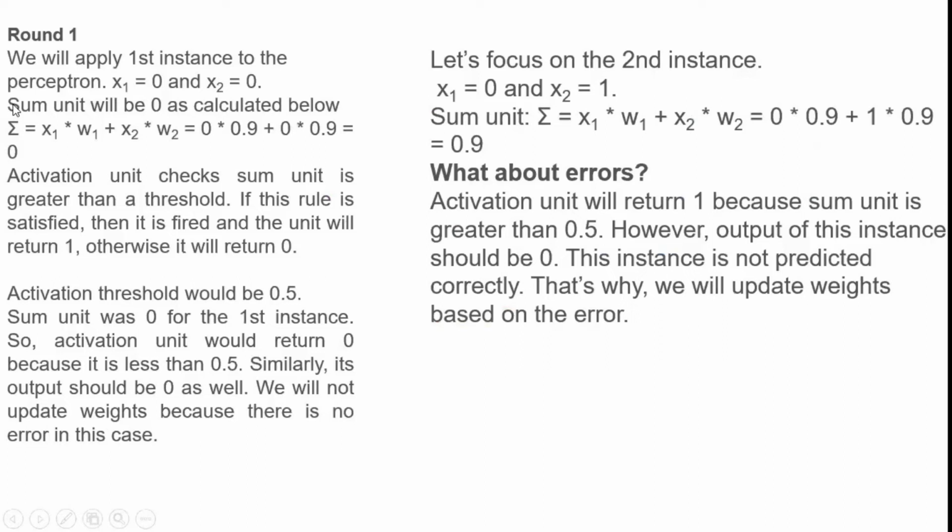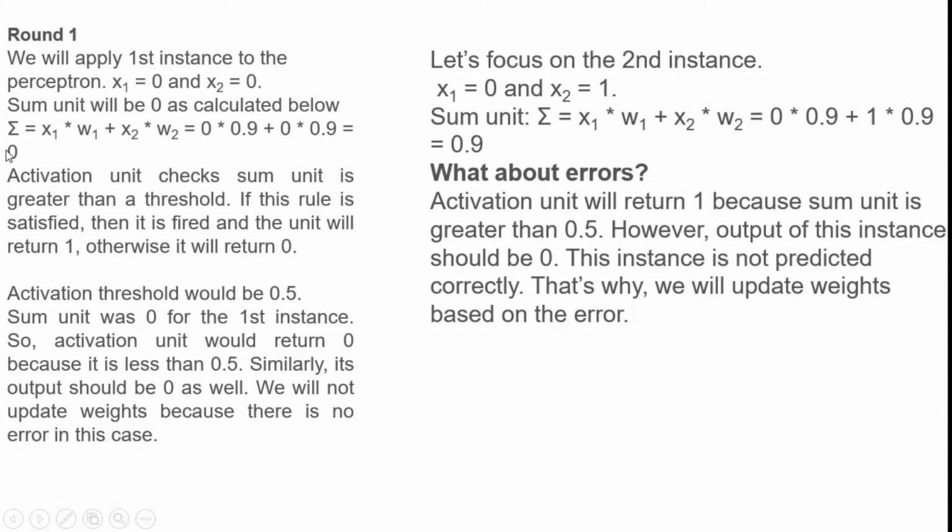According to the algorithm, we multiply the x1 and x2 values with the weights. The formula is x1 into w1 plus x2 into w2. So 0 into 0.9 plus 0 into 0.9, where 0.9 is the weight value. The result is 0. The activation unit checks whether the sum is greater than the threshold value, which we have taken as 0.5. If the rule is satisfied and the unit is fired, it returns 1; otherwise it returns 0.